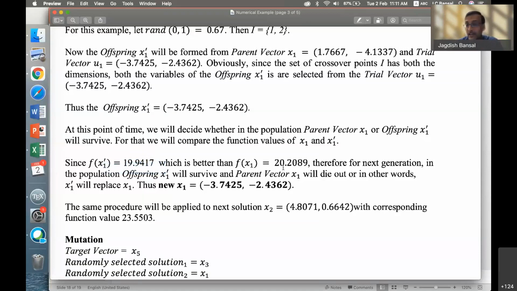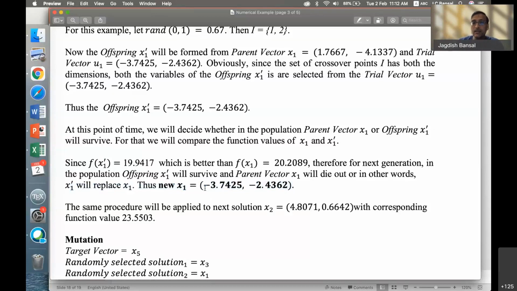It means your child is better than the parent, better than the father, and therefore the father will die out and the child will survive, right? So this child, the new x1, the new owner of that location of that house is the child. So x1 will be replaced by x1 dash, and this will be your new solution instead of x1. I hope you got my point, how we are modifying the solutions. So this is the way we have modified the first solution.